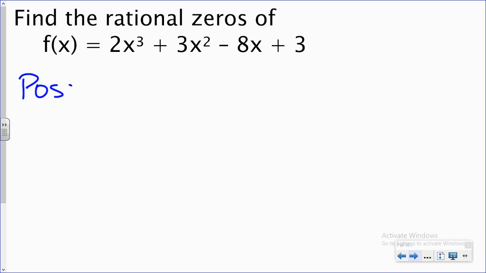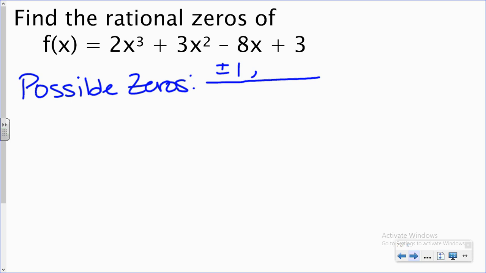So our possible zeros are in this form. In our numerator, we take factors of the constant term. What are factors of 3? 1 and 3. Technically plus or minus 1, because it could be negative 1 times negative 3. Do you agree? Okay. Plus or minus 1, plus or minus 3, over. What are factors of the leading coefficient? 1 and 2.